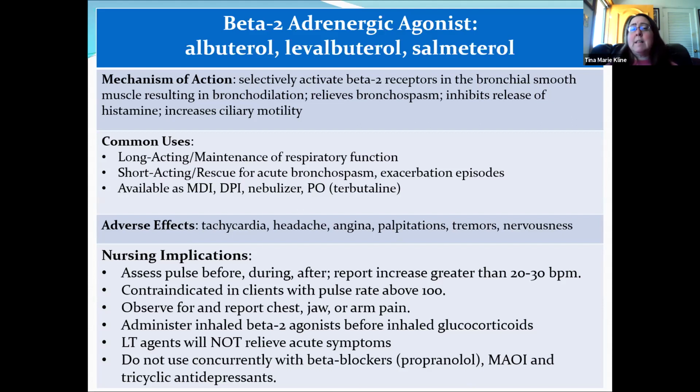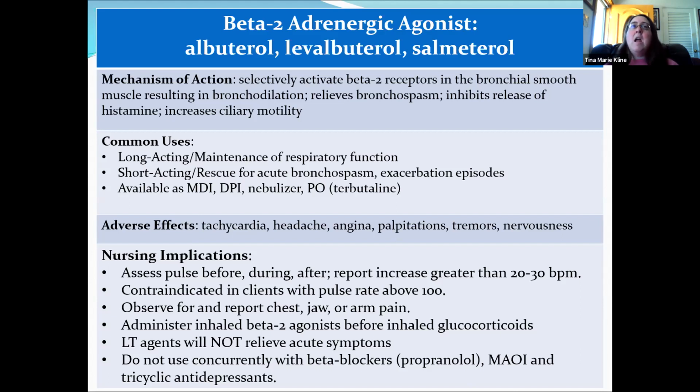So getting back to nursing implications, because of the tachycardia I mentioned with albuterol, it's really important that you assess the patient's pulse prior to and after giving albuterol, okay? Whether it's a nebulizer or a metered dose inhaler. If your patient's pulse is already above 100, we get concerned about that. That's definitely something to notify the doctor about.